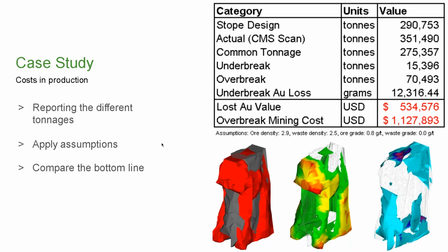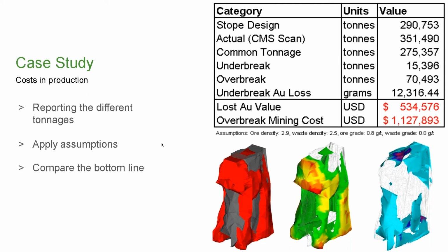The overbreak mining cost was broken out separately from the cost of processing this material as dilution. This can be an additional cost that's not highlighted here, but as you can see, simply mining and hauling this material for dilution adds an additional $1.1 million.